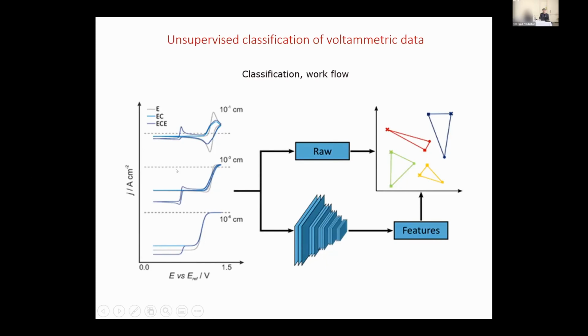We've got the electrochemical data, and we plug them into this workflow. We either use dimensionality reduction on the raw data set, so this is just the image data, or we put it through a feature extractor, and in this case, we use VGG16. And then we perform dimensionality reduction on the features. This is a toy example here, but this triangle, for example, would correspond to the three mechanisms for a given electrode radius.